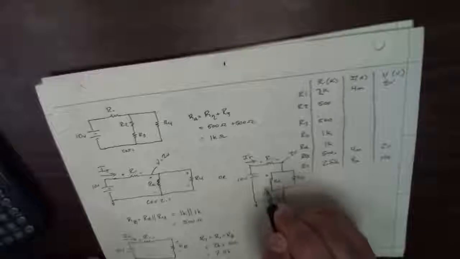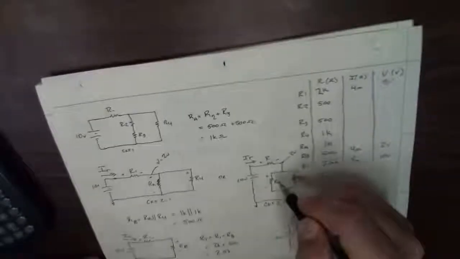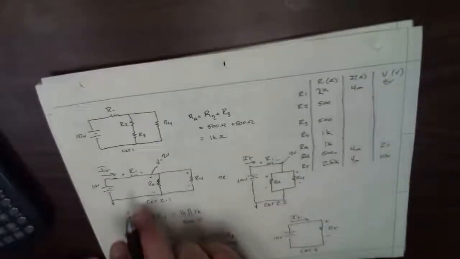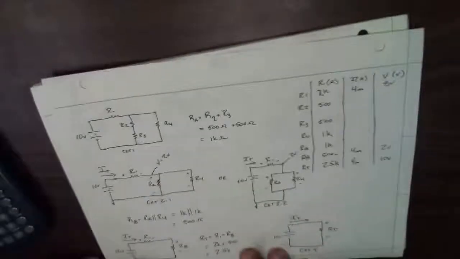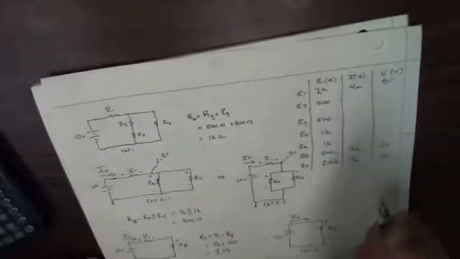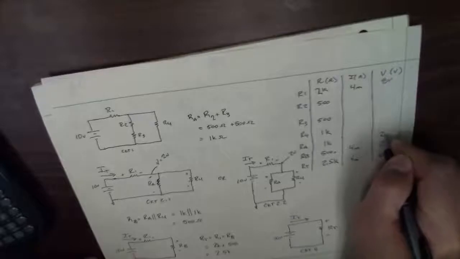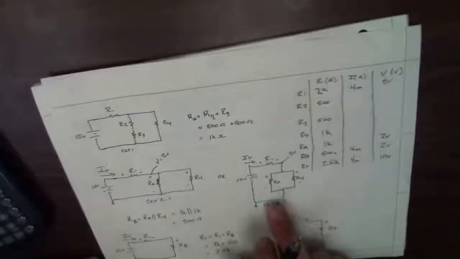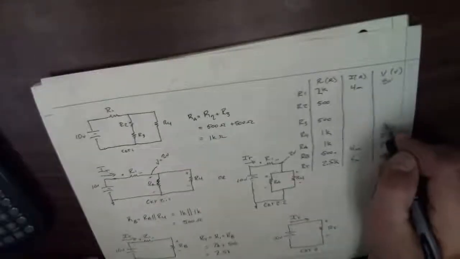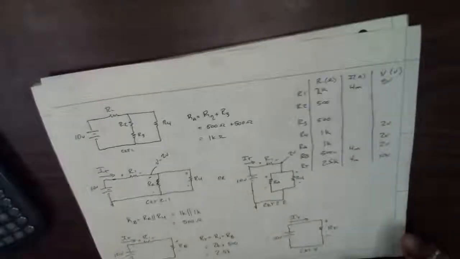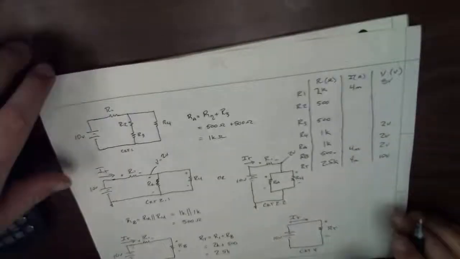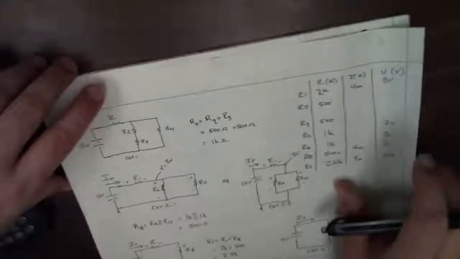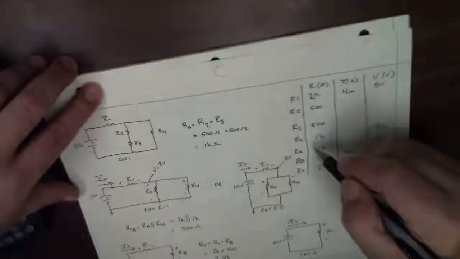Or you can look at it here, plus minus. There's 2 volts across these. It's the same answer, it's just 2 different ways of looking at it. So that means RA has 2 volts on it. That means R4 has 2 volts on it. Okay? So that being said, I can then find the current because of Ohm's law.